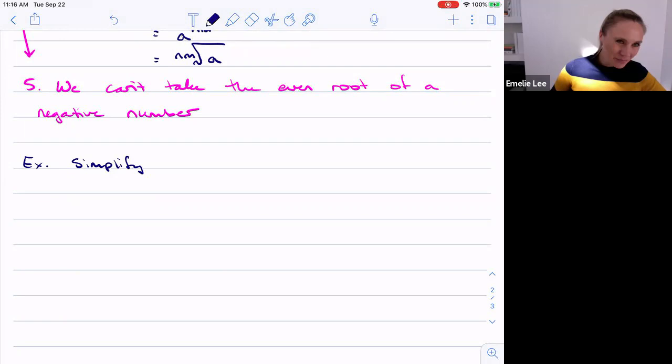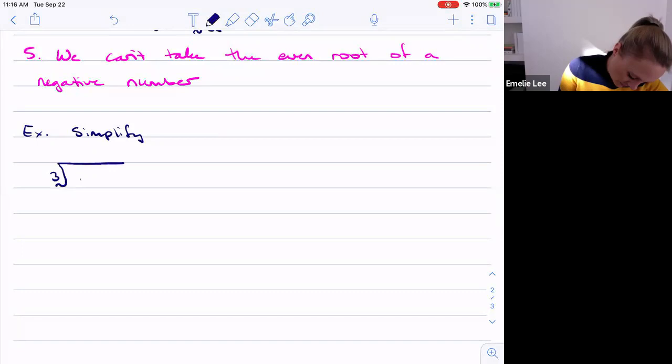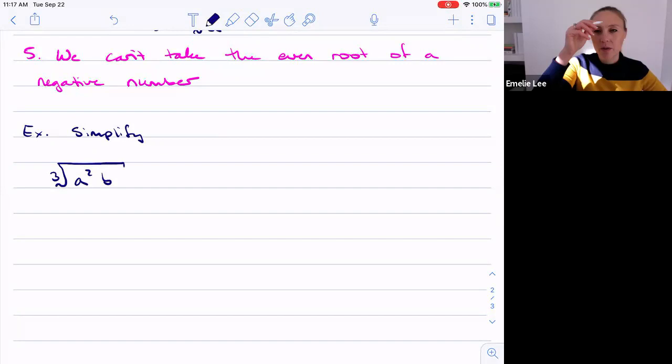Okay, so if we want to simplify the third root of a squared b, and I'm going to put a little lip on my root.